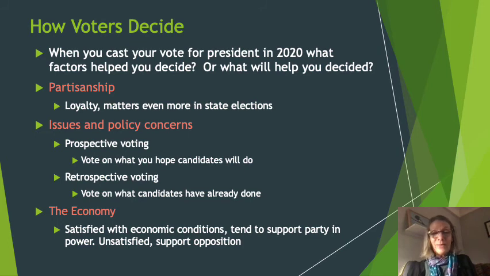If you're unsatisfied with the way the economy is going, you're oftentimes going to support the opposition. So the economy, while elected officials might not have huge control over economic factors, some, but not as significant as we like to think, it doesn't matter because we blame those in office for economic conditions, or we reward those in office for vibrant and healthy economic conditions.